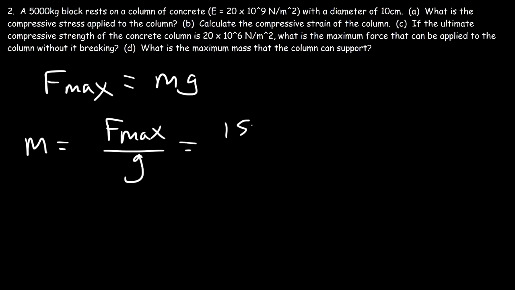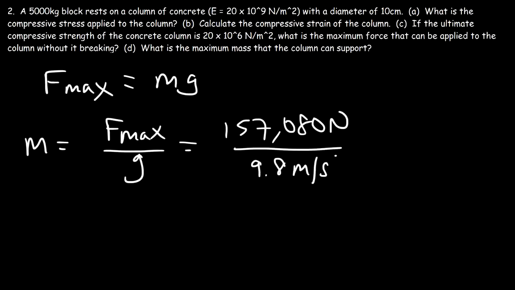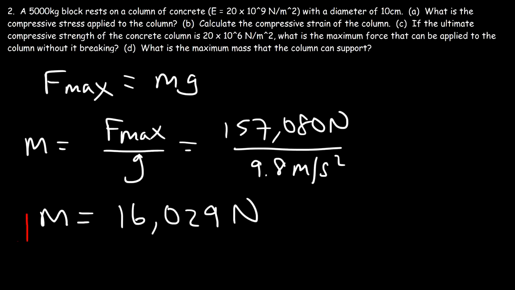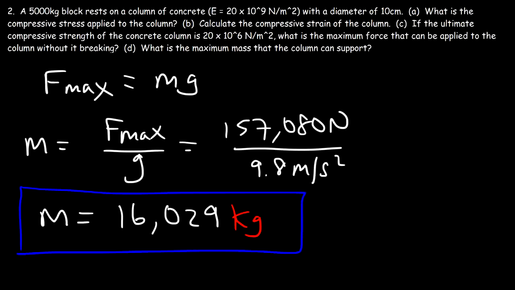So that's 157,080 newtons divided by 9.8 meters per second squared. So the maximum mass that the column can support is 16,029 kilograms if you round it to the nearest whole number. I mean, not newtons, but kilograms. So that's the maximum mass that the column can support.